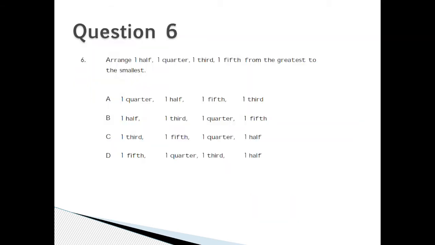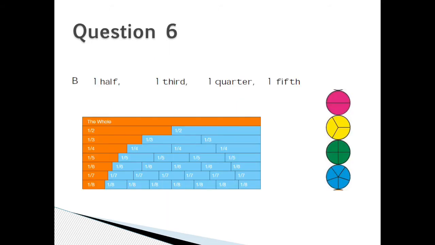Arrange 1/2, 1/4, 1/3, 1/5 from the greatest to the smallest. Your options are A, B, C, or D. The correct answer is B. Half, then 1/3, then 1/4, then 1/5. If you use the circles, you can see the sizes. 1/2 is dividing it into 2. 1/3, it's dividing it into 3. 1/4 is dividing it into 4, and 1/5 is dividing it into 5 pieces.